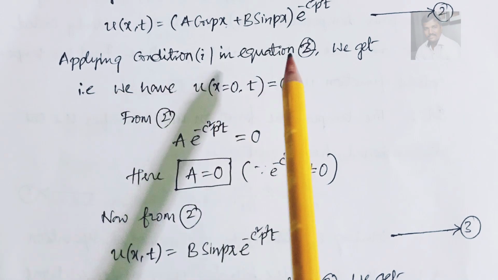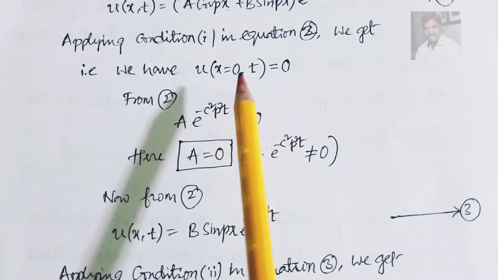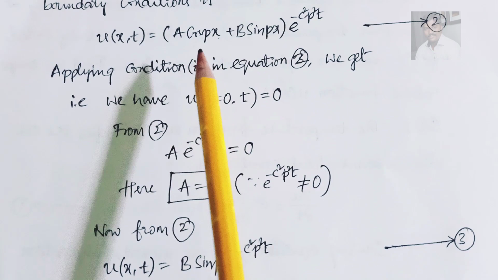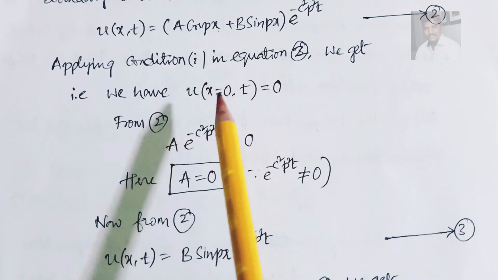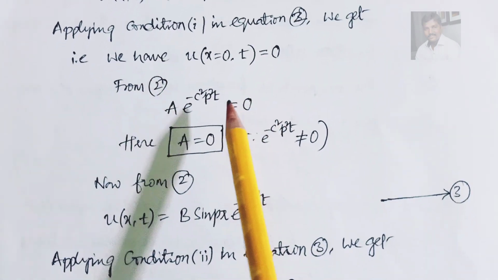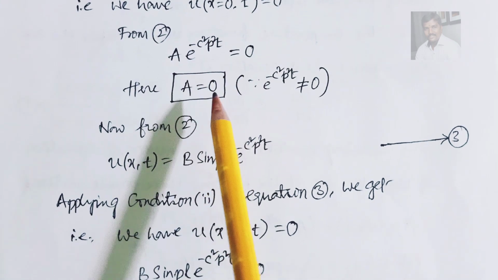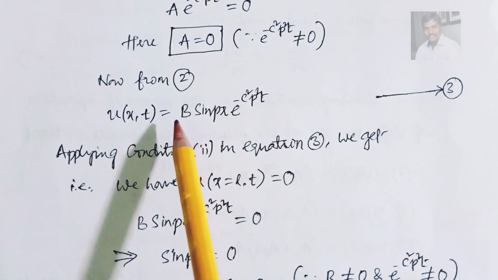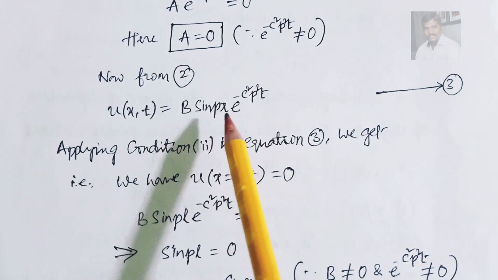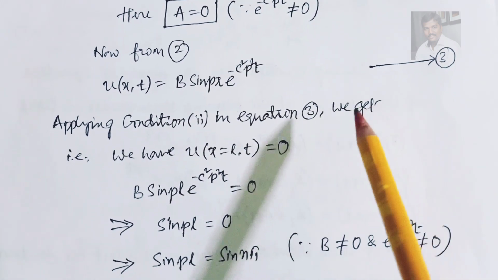Applying condition 1 in equation 2, the condition is u of x comma t is equal to 0 at x is equal to 0. Put x is equal to 0 in this. Since sin 0 is 0, a into e power minus c square p square t is equal to 0. Now e power minus c square p square t cannot be 0, so therefore a is equal to 0. Now substitute this in equation number 2, and I get the updated solution: u of x comma t is equal to b sin px into e power minus c square p square t. That is equation number 3.